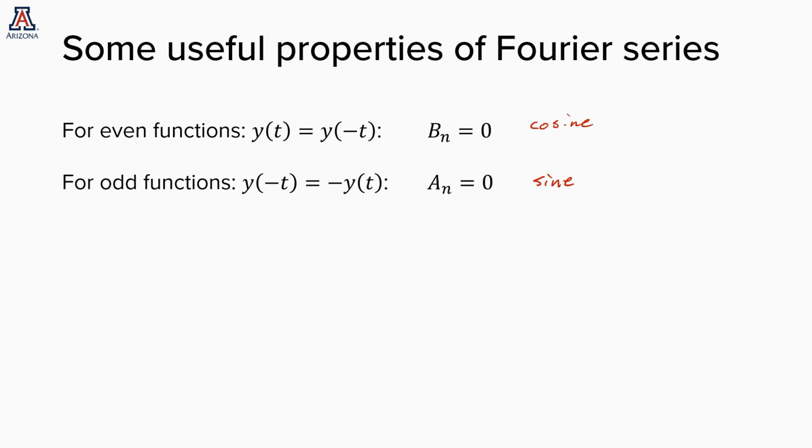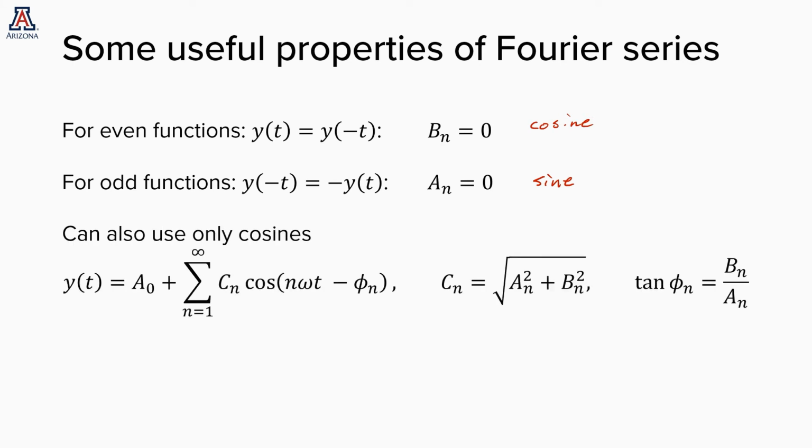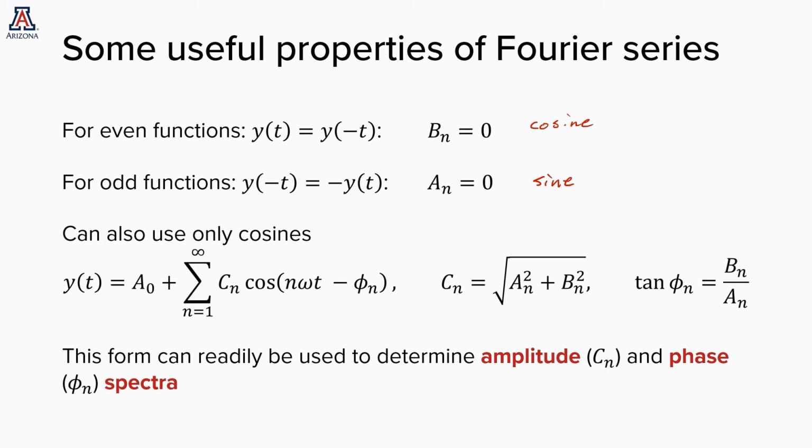We can also combine a and b such that the definition only uses cosines, and here an and bn would be combined into a cn, and then you would have to take into account this phase function phi n inside, and the definition of these are given here. And this is an important way to deal with these problems, because we can call the cn coefficients an amplitude spectrum, and we can call the phi n coefficients, or rather phase shifts, a phase spectrum.